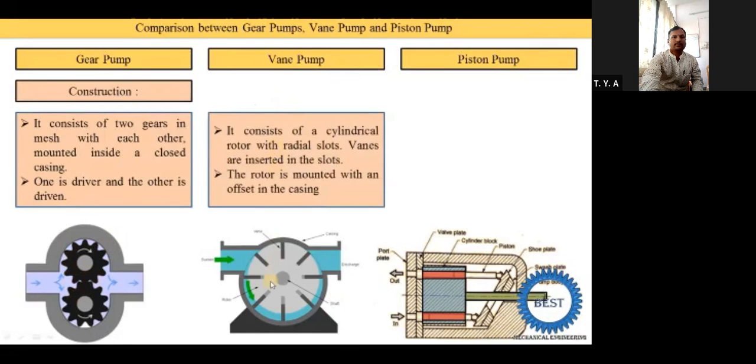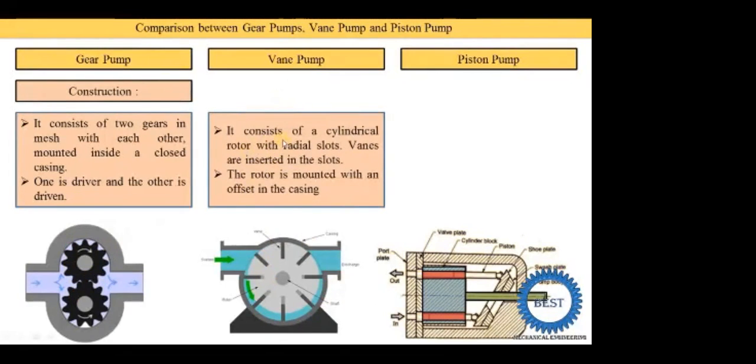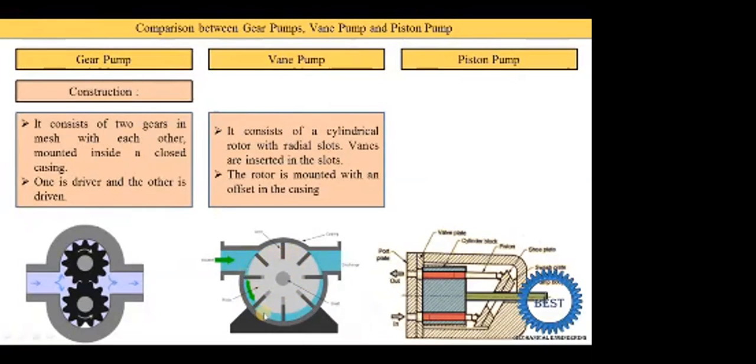Here you see this is the vane pump. So vane pump consists of a cylindrical rotor with radial slots. Vanes are inserted in the slots. Here you see this gray color portion is the rotor, and inside the rotor various holes are created. These are also called radial slots. Here you see 1, 2, 3, 4, 5, 6, 7, 8 radial slots are provided, and inside these slots the vanes are inserted. The dark gray color is indicating the vanes inside the slots.